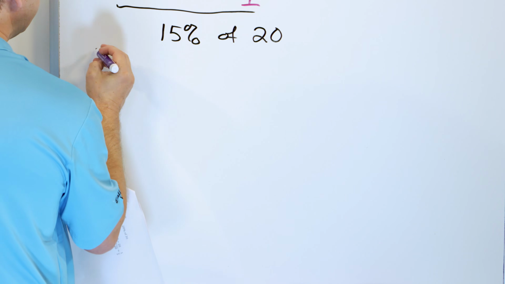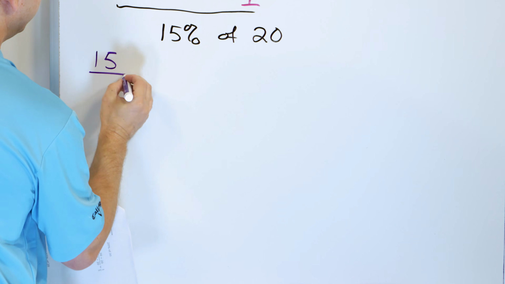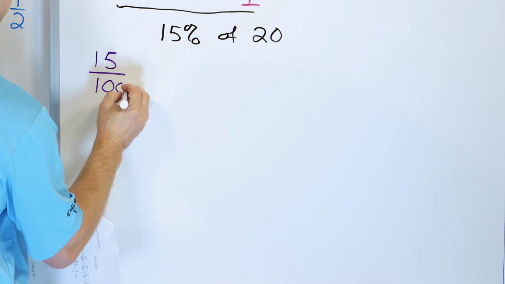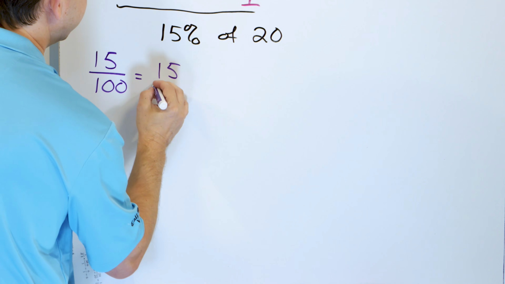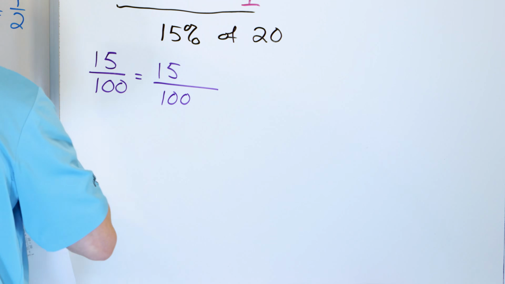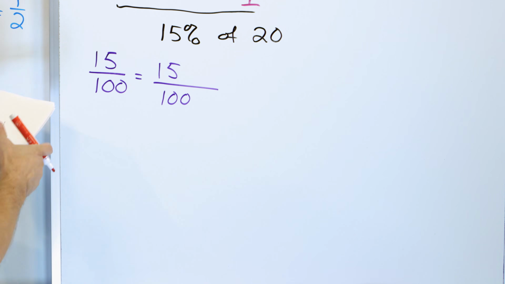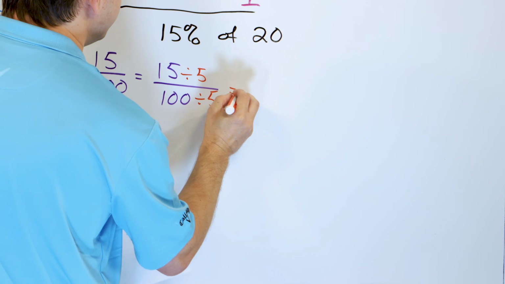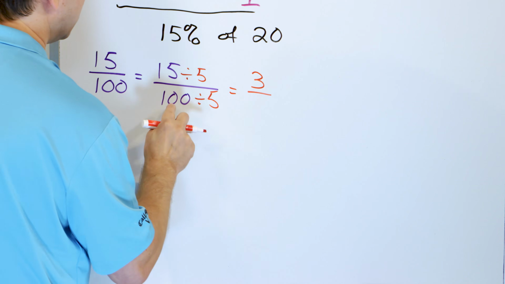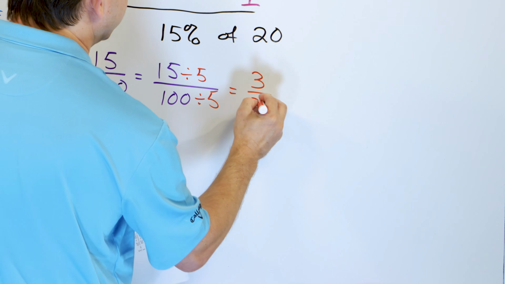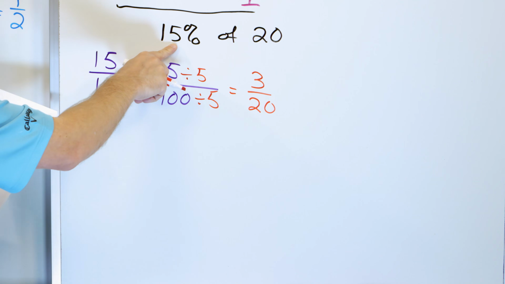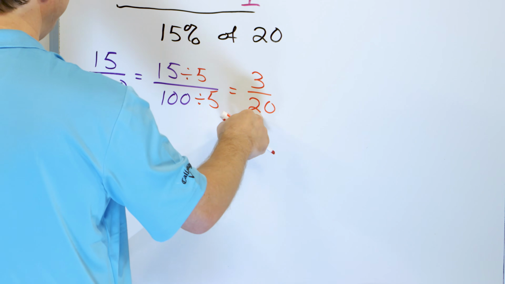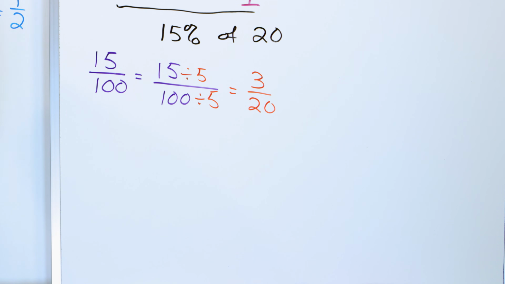Well, first thing is I need to figure out what is 15% as a fraction. It's 15 out of 100, and that one can be simplified because I can divide top and bottom by what? By 5. Right? 15 divided by 5 is 3, and 100 divided by 5 is 20. So we're saying 15% is exactly equivalent to the fraction 3/20.